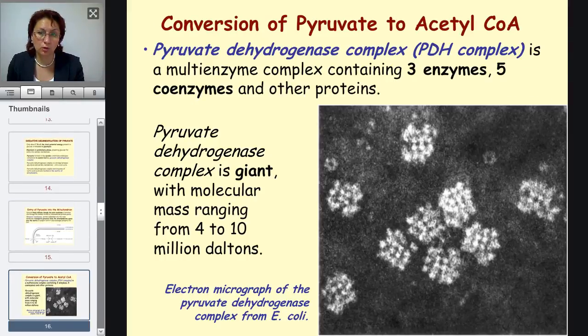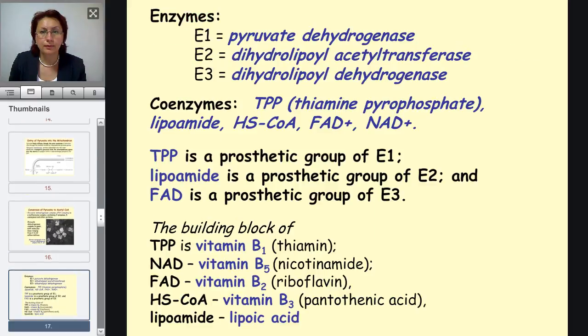Pyruvate dehydrogenase complex is a multi-enzyme complex consisting of 3 enzymes, 5 coenzymes, and other proteins. Enzymes of the pyruvate dehydrogenase complex: first, pyruvate dehydrogenase; second, dihydrolipoyl acetyltransferase; third, dihydrolipoyl dehydrogenase. Coenzymes: TPP (thiamine pyrophosphate), lipoamide, HS-CoA, FAD, and NAD.